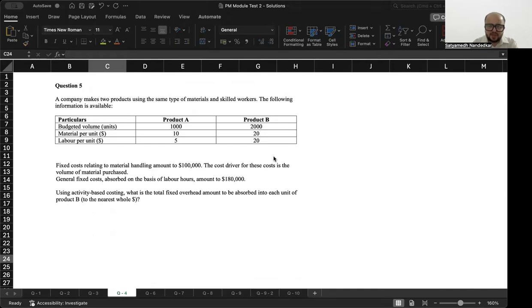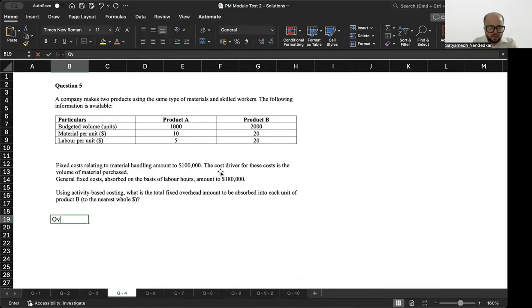Okay. Now, after this, what do they expect? They have told you that material per unit cost is 10 for product A and 20 for product B. Now, please pay attention. This is material per unit. You need this much. Fixed cost relating to material handling is 1 lakh. The cost driver for these costs is the volume of material purchased. Okay. Volume of material purchased means quantity of material purchased. What is the total material cost? The total material cost is 1 lakh.